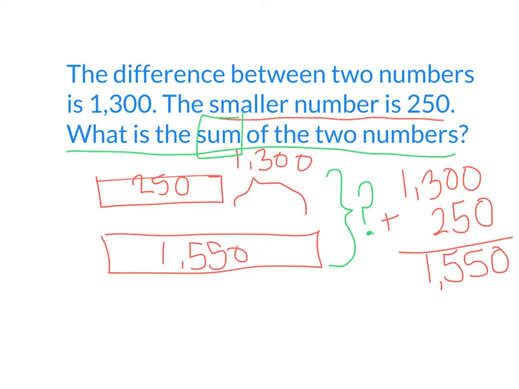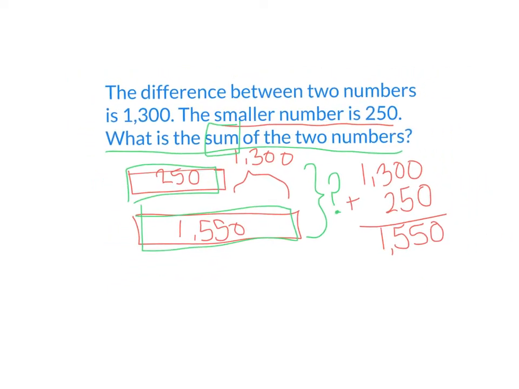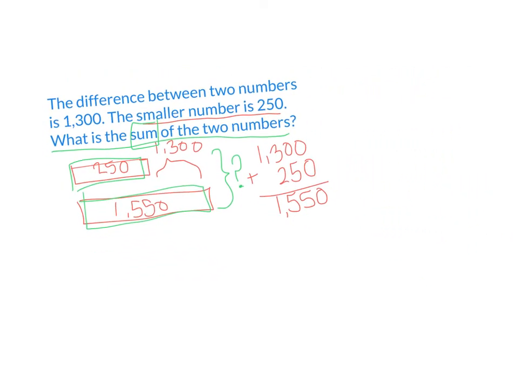You guys are so smart. You are not done yet. There is one more step because remember we want to know what the sum is, so we want to know what this bar plus this bar is equal to. So what are we going to do? We are going to add. Let's give ourselves a little more space to add. So we're going to add this time the bigger bar, which is 1,550, plus the smaller bar, which is 250.